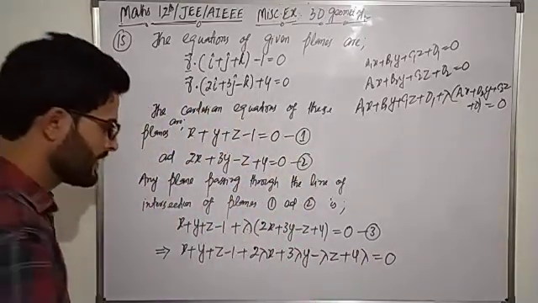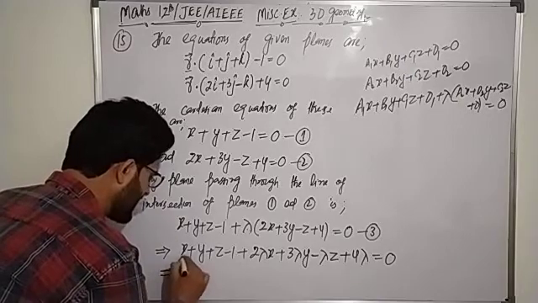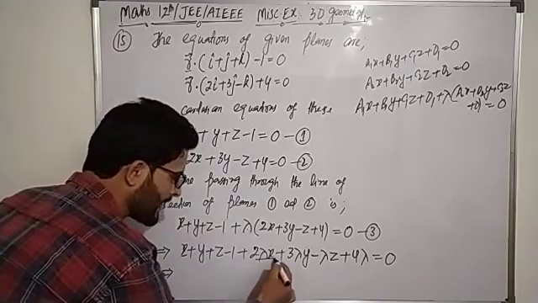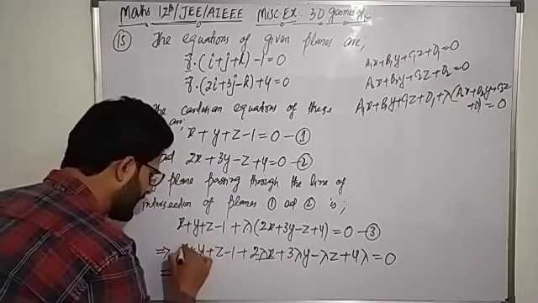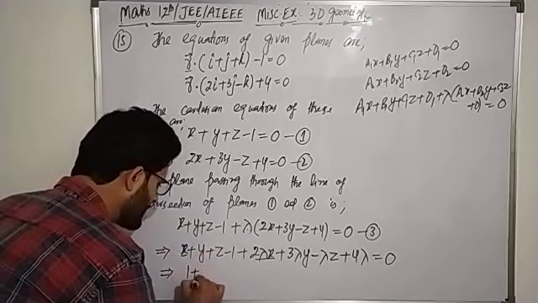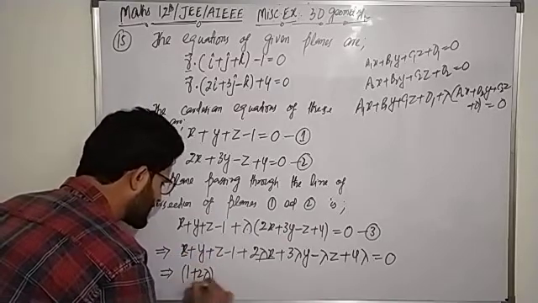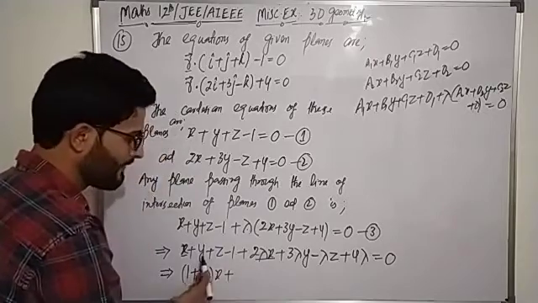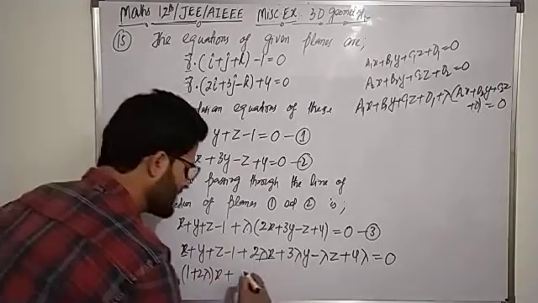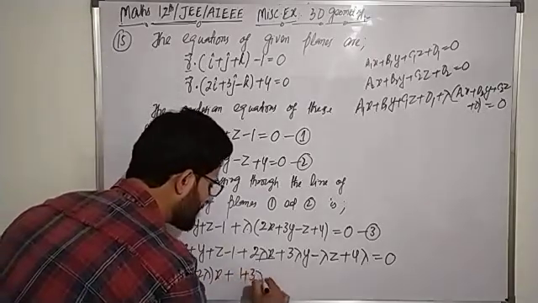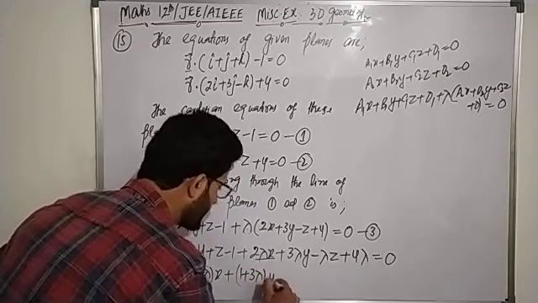Is that clear? So this can be further written as x plus 2 lambda x. Taking x common, what remains is (1 plus 2 lambda) into x, plus y plus 3 lambda y. So the result will be (1 plus 3 lambda) into y. Yes.